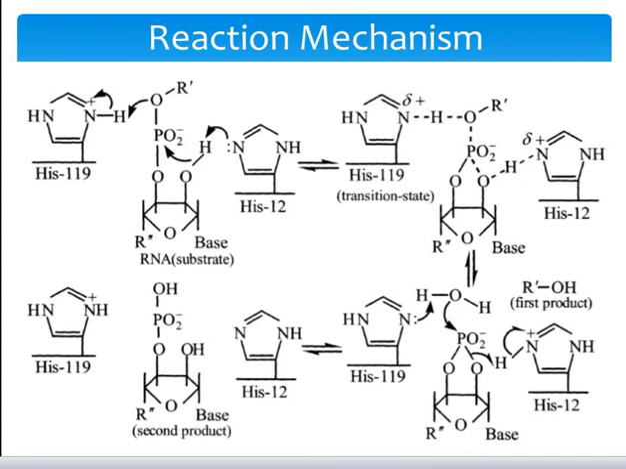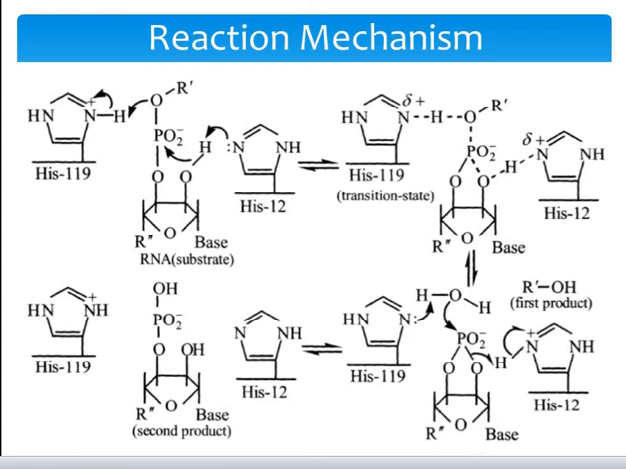Histidine 12 removes a proton from the substrate, producing a nucleophilic oxygen atom which attacks the phosphate. Histidine 119 donates a proton to the complex and the first product ROH is liberated. The rest of the reaction is the reverse of the first part, with water replacing the ROH. This mechanism is consistent with the evidence now available. It is likely that lysine 41 helps to stabilize the complex. Its positively charged amino group forms an electrostatic interaction with a negative charge of the phosphate.